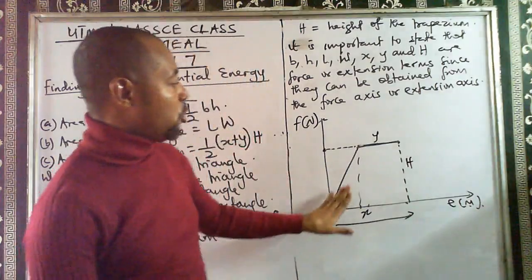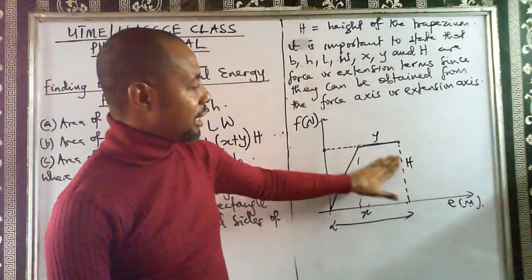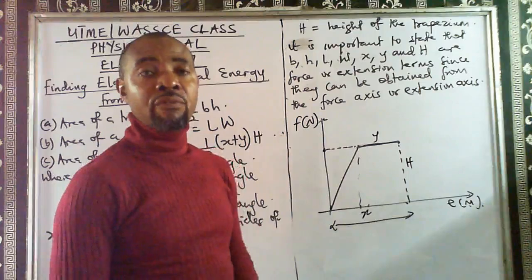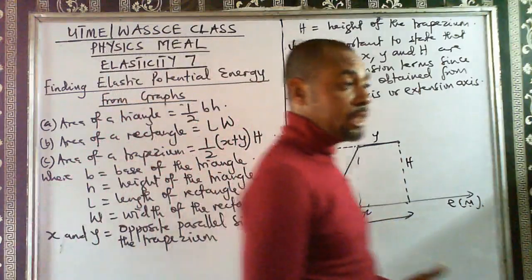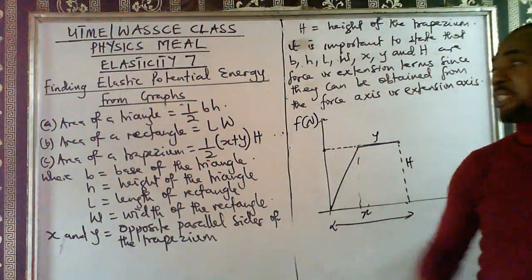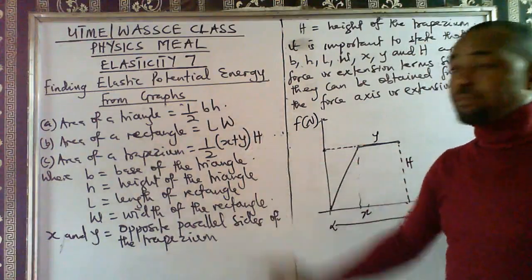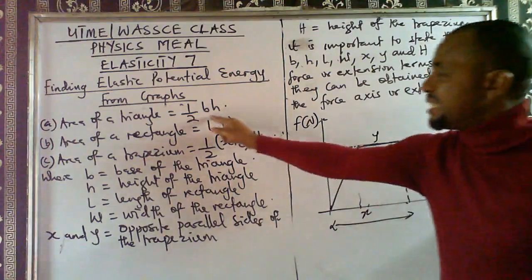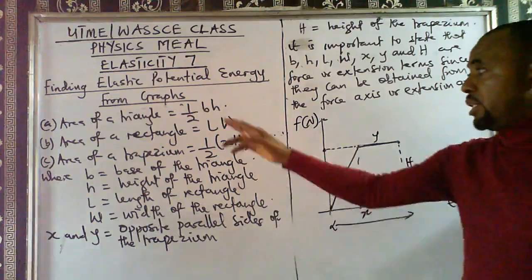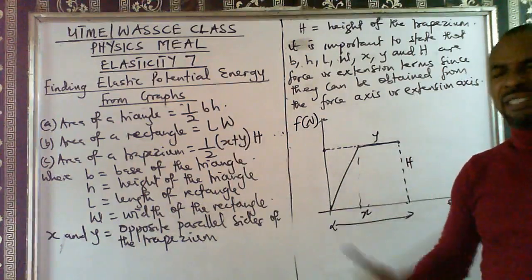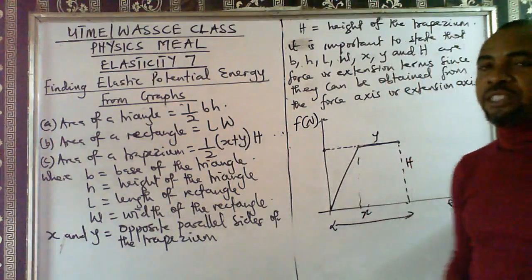The next thing is to take note of the area under that graph and know the shape of that area. Is it a rectangle? Is it a triangle? Is it a trapezium? When you establish that it's a triangle or rectangle or trapezium, you now have the expression to use. Properly identify the terms for each of the areas given here. Once you identify that, then you can now solve your problem by substituting.